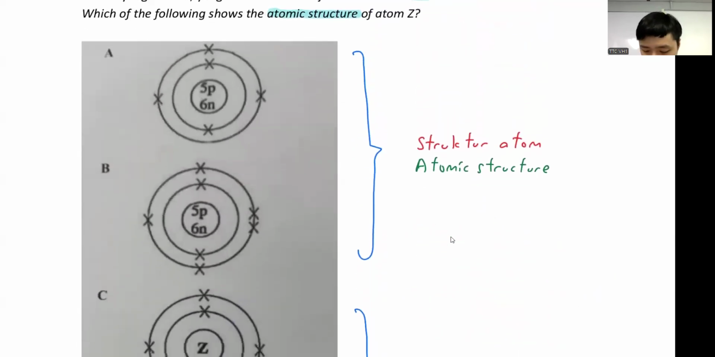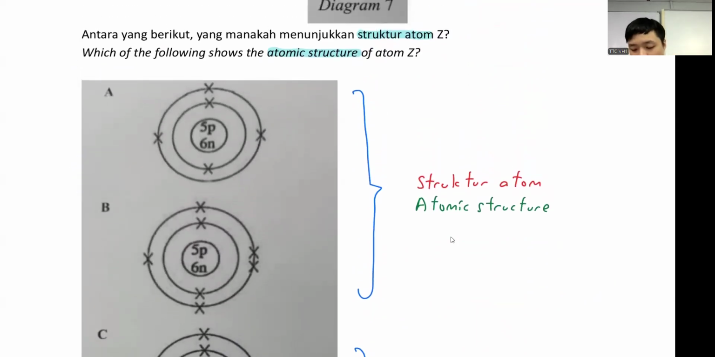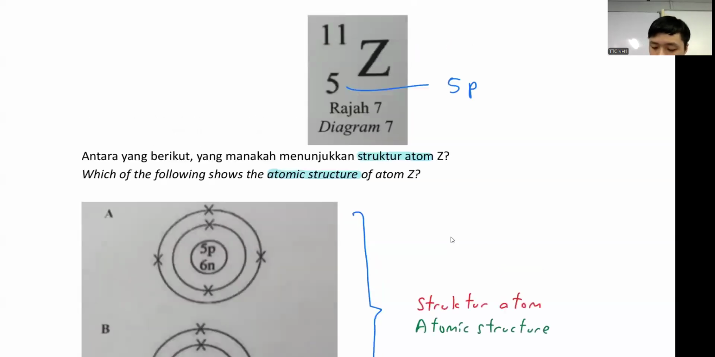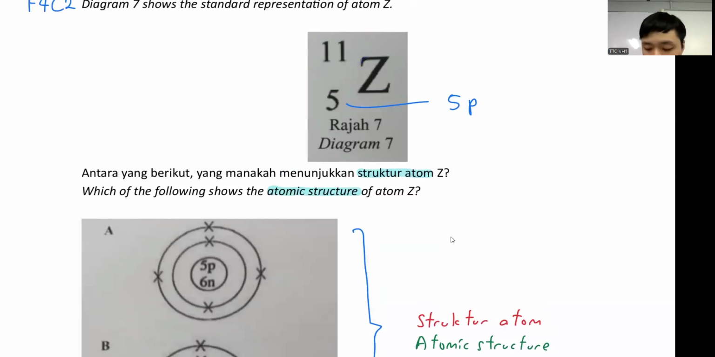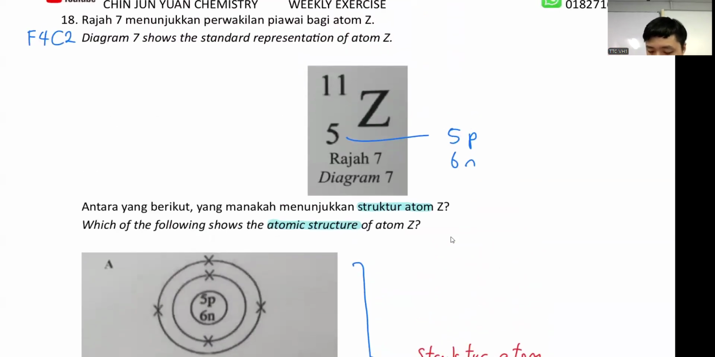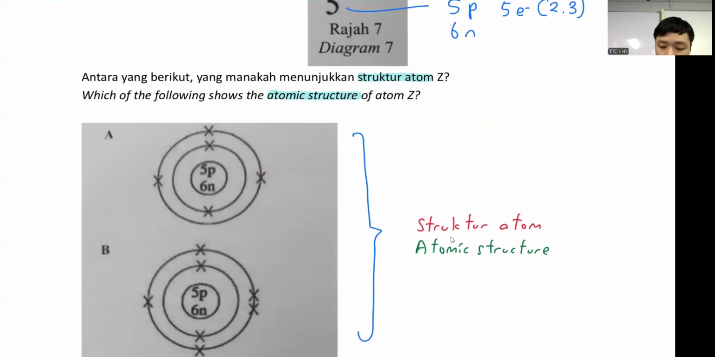Okay. So, of course, the answer here can be only A or B, right? So, they tell you this is 5 protons. Nucleon number 11. It means inside you have 6 neutrons, because 11 minus 5 is 6. And this is an atom, right? If atom Z has 5 protons, atom Z also has 5 electrons. 5 electrons, the electron arrangement is 2.3. So you check which one is 2.3.